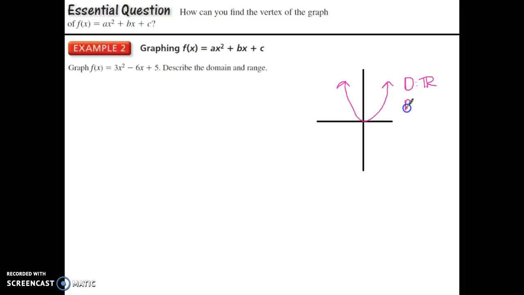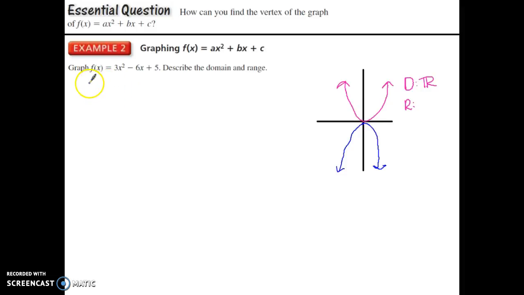Now our range is a little bit different. If our parabola faces upward, the range always starts at the vertex and goes up. Now if our parabola faces downward, like this blue one that I'm drawing, then our range values for y start at the vertex and go down. So all we're really looking for here is what is the y value of the vertex, and then we're asking, does our graph go up, so our y values are bigger than the vertex, or does it go down, so our y values are smaller than the vertex?